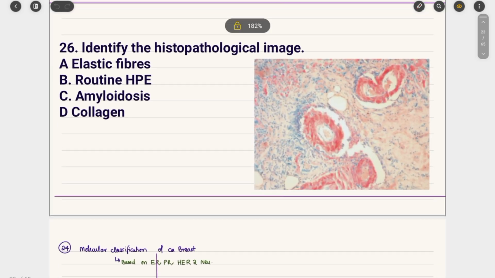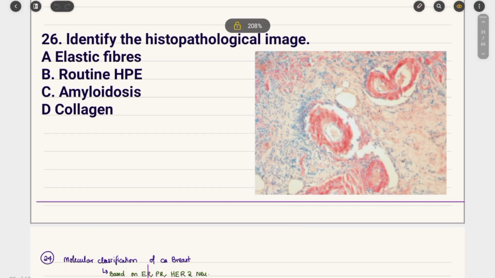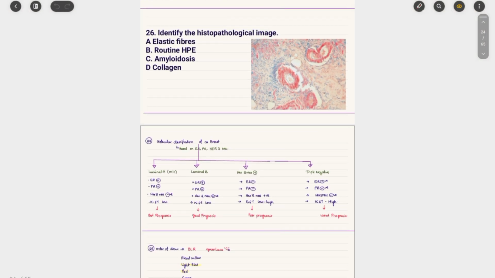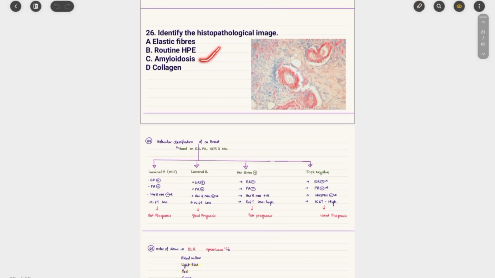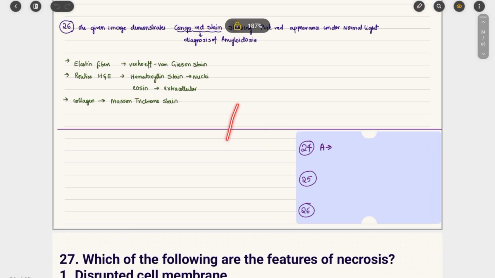Coming to the 26th one, identify the histopathological image. You can see the red color, isn't it? Red stain. What is this? It is a Congo red stain, which is used in amyloidosis. See, amyloidosis is the word repeatedly we got in this paper, isn't it? So amyloidosis is very, very important.